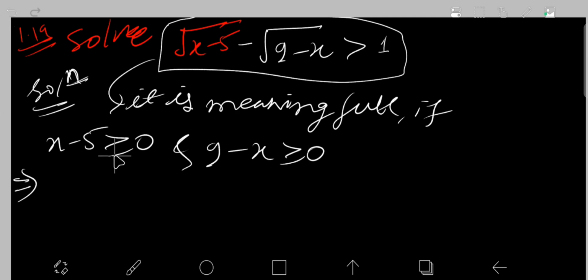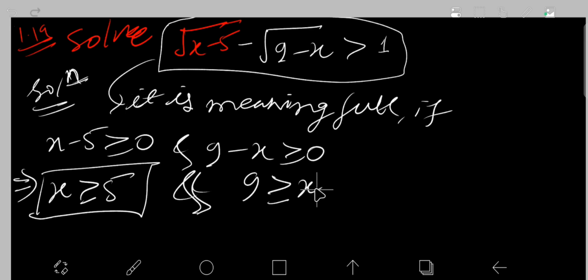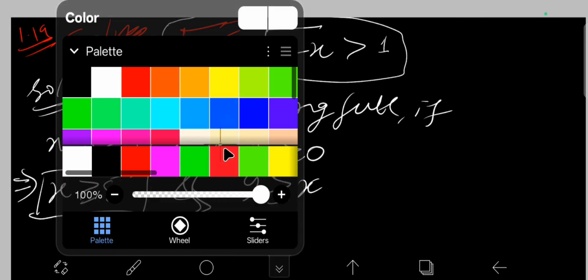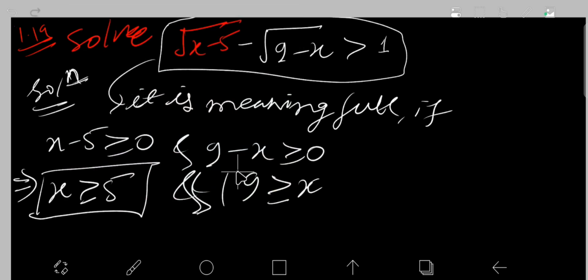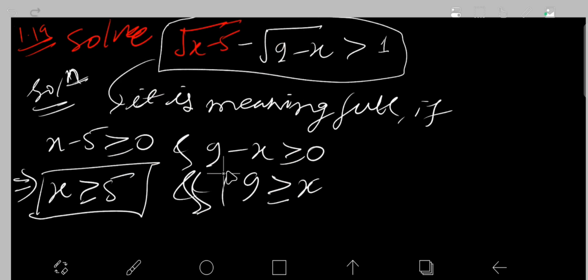So what we get here, when we add 5 to both sides, we get x is greater than or equal to 5. And the second inequality gives 9 is greater than or equal to x, meaning x is less than or equal to 9. So x is greater than or equal to 5 and less than or equal to 9.